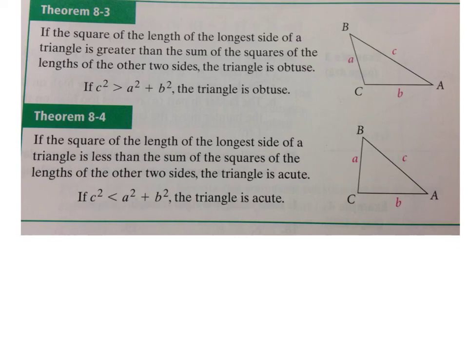Next, I hope you would figure out, well, the next thing they're going to ask us, if it's not a right triangle, what kind of triangle is it? Is it going to be an obtuse triangle or an acute triangle? And as you can see in the next 2 theorems, it tells us if c squared is bigger than a squared plus b squared, it must form an obtuse triangle. If c squared is smaller than a squared plus b squared, it has to be an acute triangle.